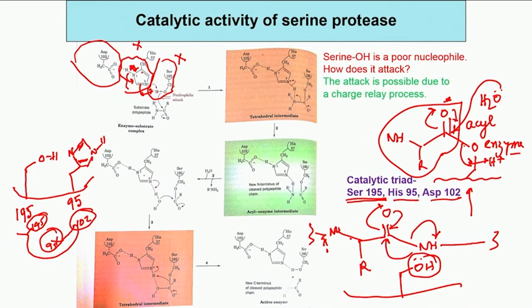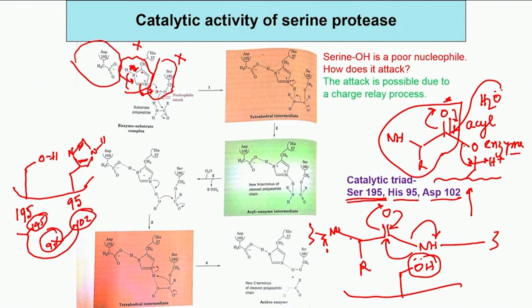So, serine is absolutely necessary, but along with that, histidine and aspartate are also required. Now you see a nice relay process. The carboxylate takes the hydrogen, in turn activates the histidine, and histidine is activated as a base and now takes the hydrogen out from the serine, making virtually an alkoxide, and that is now able to attack the carbonyl. It attacks the carbonyl because it is a powerful nucleophile, and then what intermediate will you get?